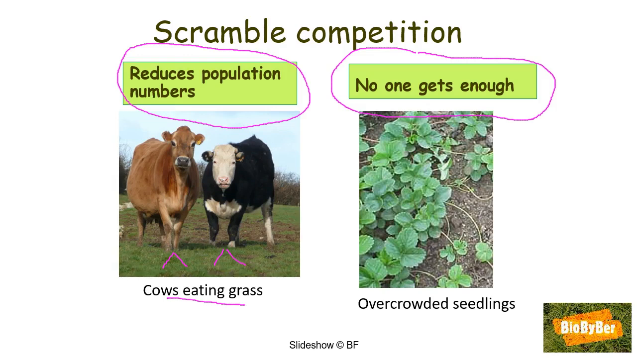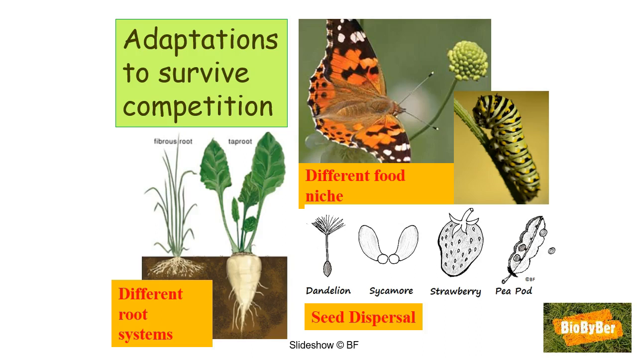In this example here, we can see strawberry plants that are asexually reproducing by means of runners. Unfortunately, due to scramble competition, unless some of the seeds or plantlets are taken away, none of them will get enough resources. They will all grow poorly and they'll fail to flower or get seeds. Therefore, it is terribly important that organisms should avoid competition if they are to survive.